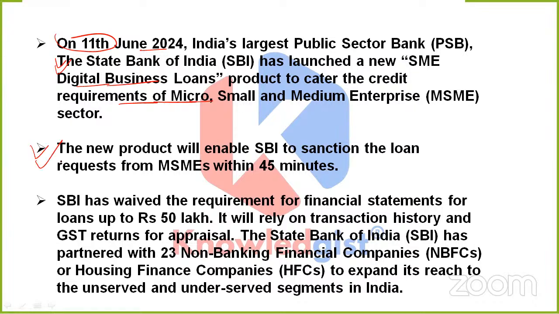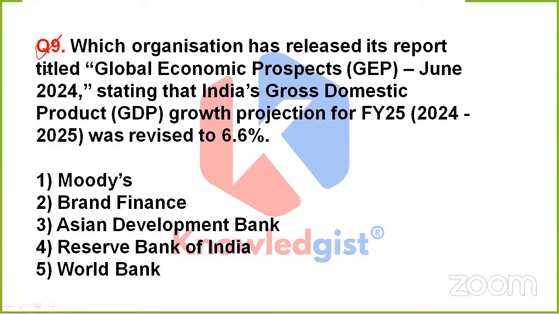See, this new product will enable SBI to sanction loan requests from MSMEs within 45 minutes. Apart from it, SBI has also waived the requirement for financial statements for loans of up to rupees 50 lakh. This is important. And friends, it will rely on transaction history and GST returns for the appraisal. Apart from it, SBI has partnered with 23 NBFCs or housing finance companies, and it has been done to expand its reach to the underserved and unserved segments in India. Clear?